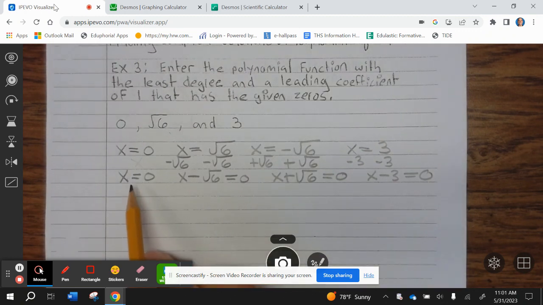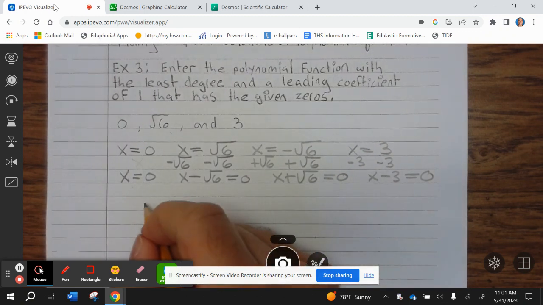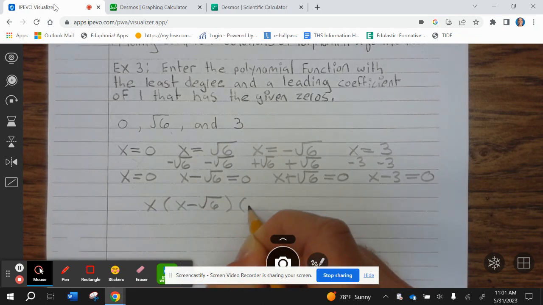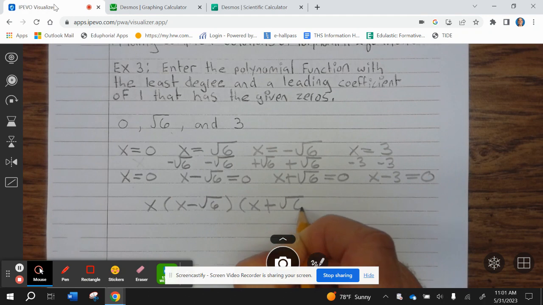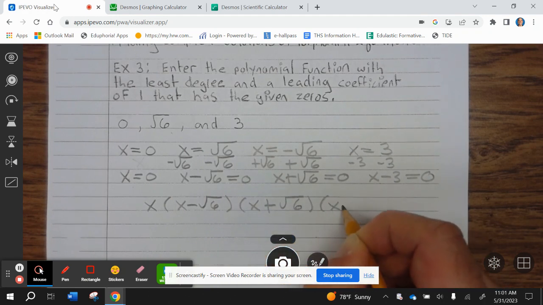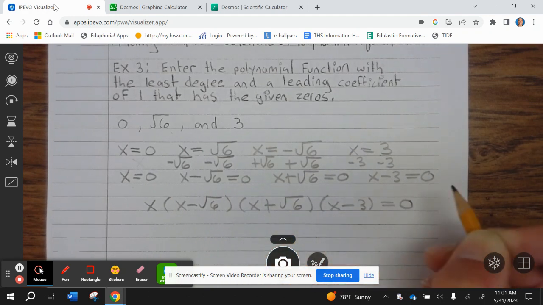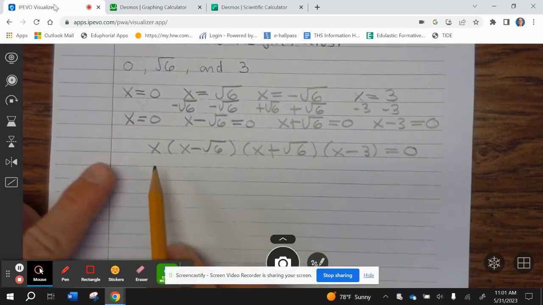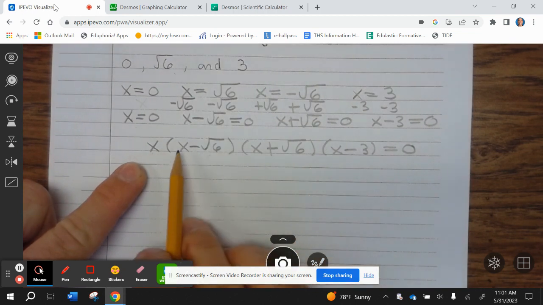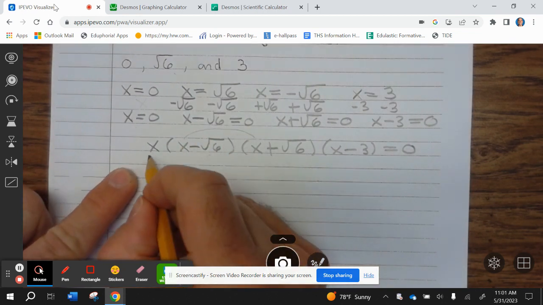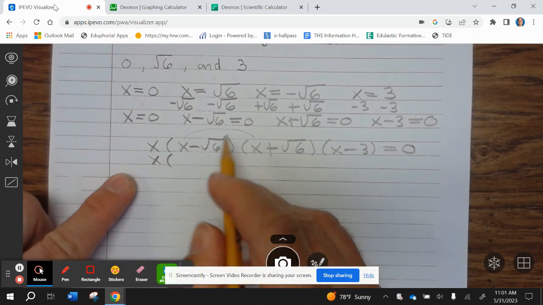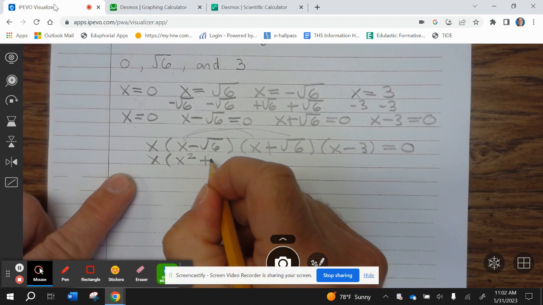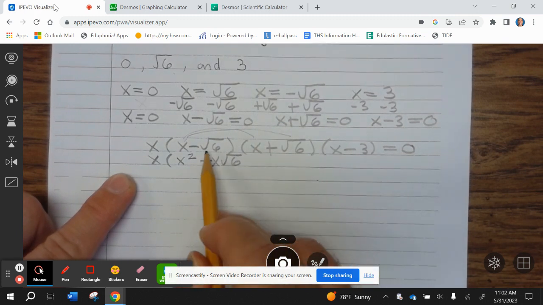We now know that we can multiply them and set it equal to 0. So we have x times x minus square root of 6 times x plus square root of 6 times x minus 3 equal to 0. Now, we're going to leave the x and x minus 3 alone. We're going to FOIL this. So x times x is x squared. X times square root of 6 is plus x square root of 6.